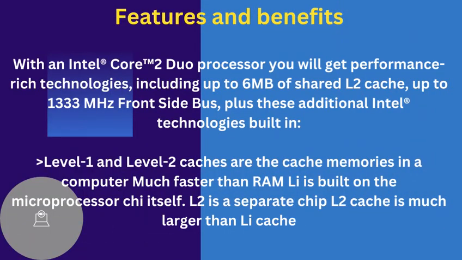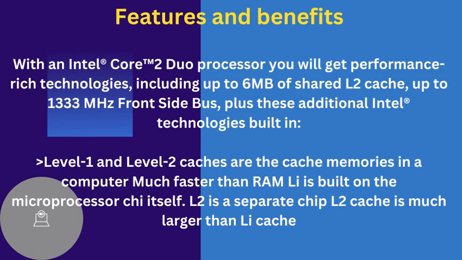Now let's see the features and benefits. With an Intel Core 2 Duo processor, you will get performance-rich technologies including up to 6 MB of shared L2 cache, and up to 1333 MHz front side bus. Plus these additional Intel technologies built in.